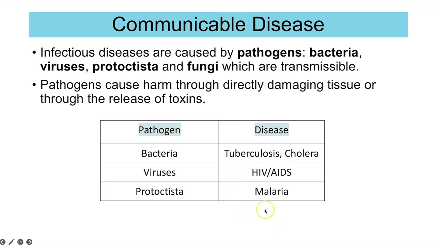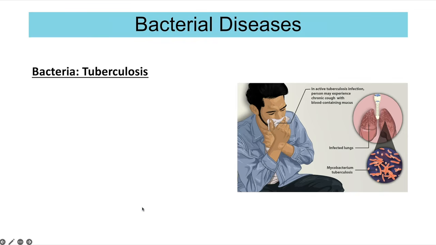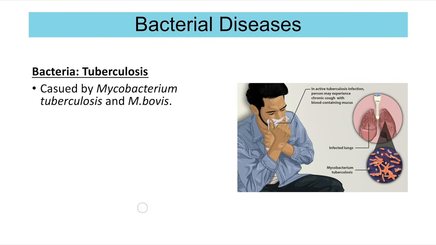And the three particular diseases you need to know caused by these pathogens are tuberculosis and cholera for bacteria, HIV, which can develop into AIDS, and then malaria as a protoctista disease. So we're going to go through each of these, starting with the bacterial diseases and tuberculosis.